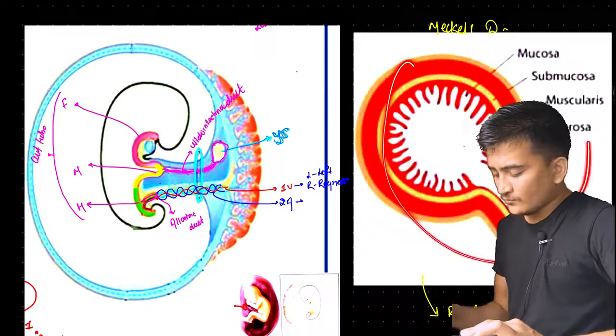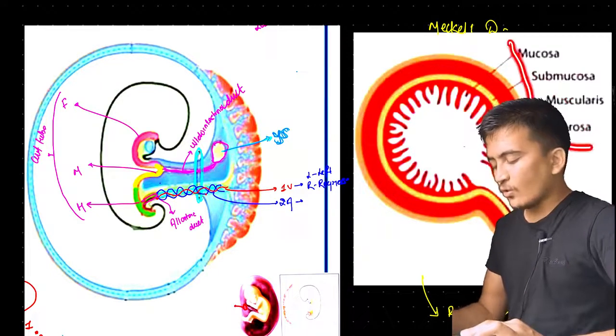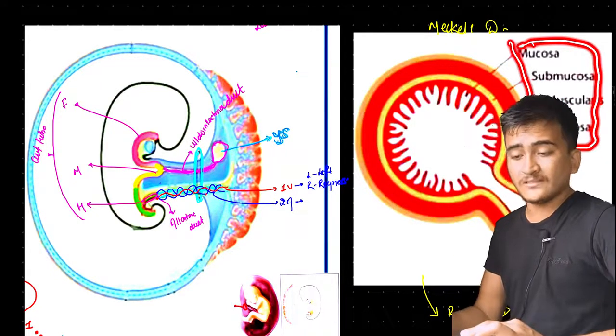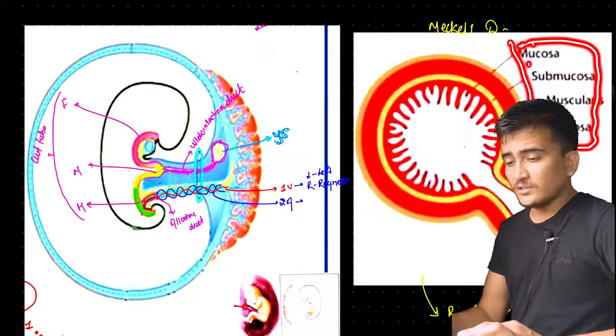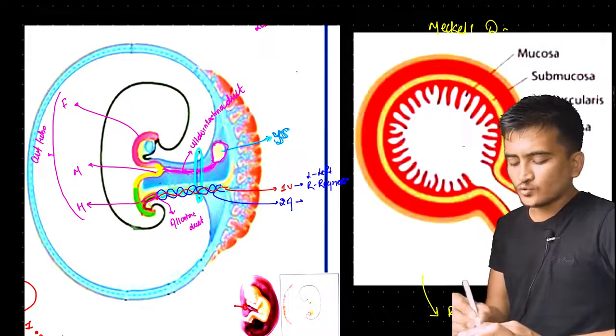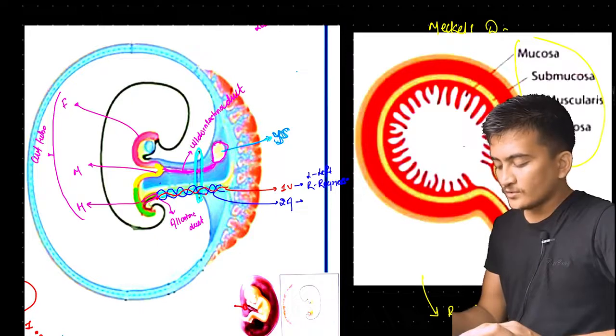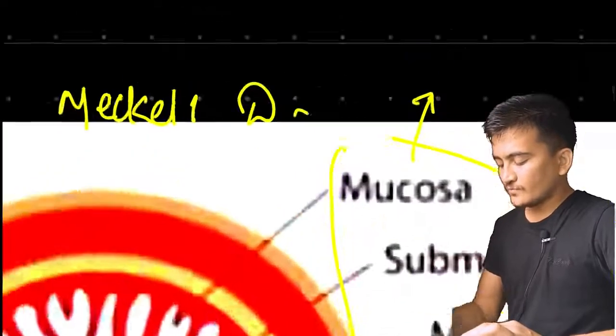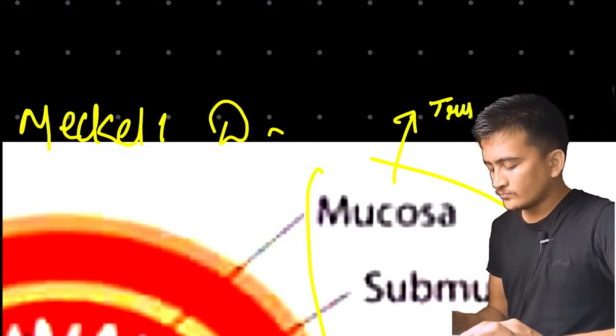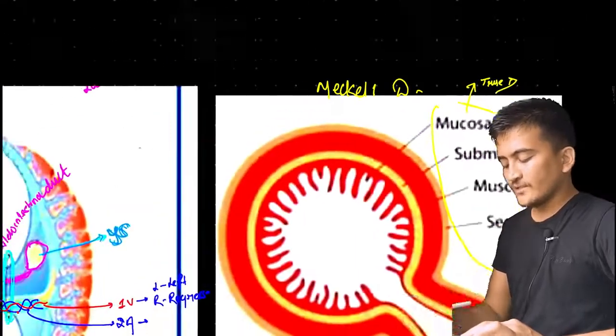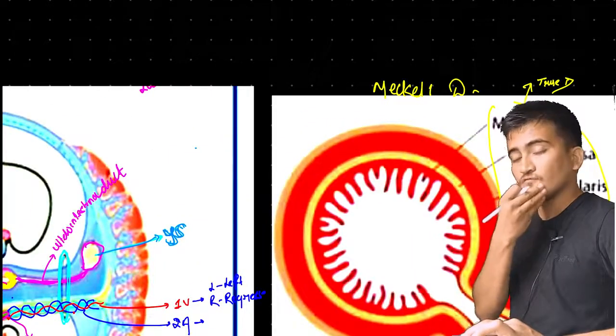Through this diagram, what I'm trying to show is, since it contains all layers, it is known as a true diverticulum. What is it called? It is called a true diverticulum. Why is it called a true diverticulum? Because it consists of all the layers.